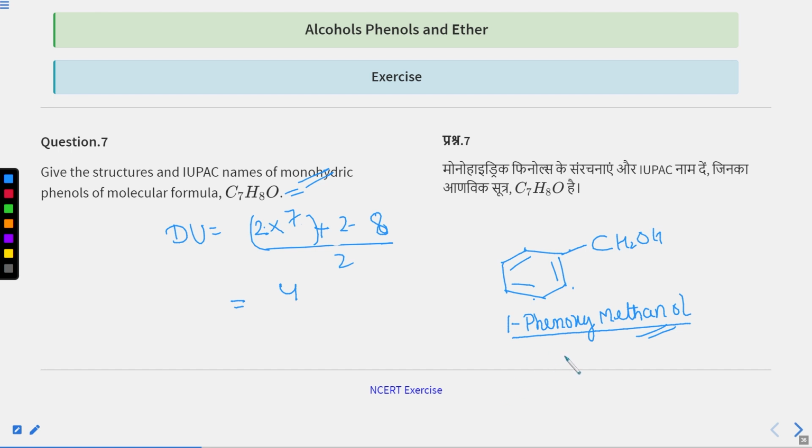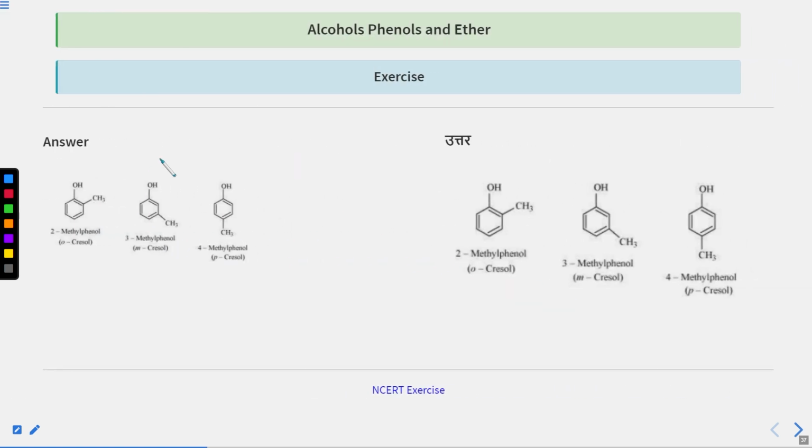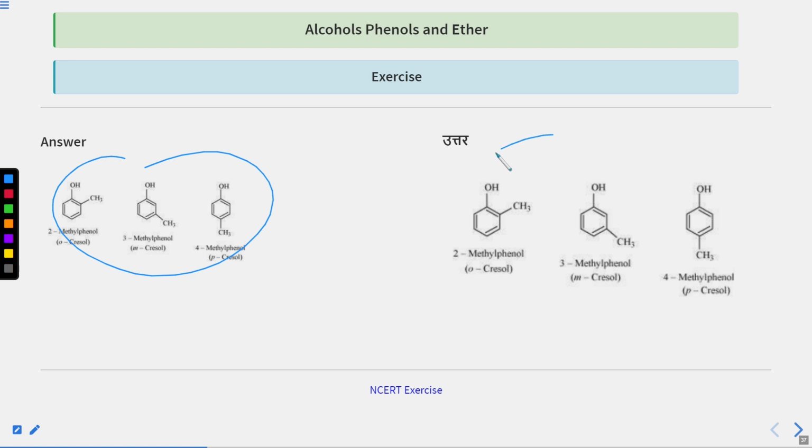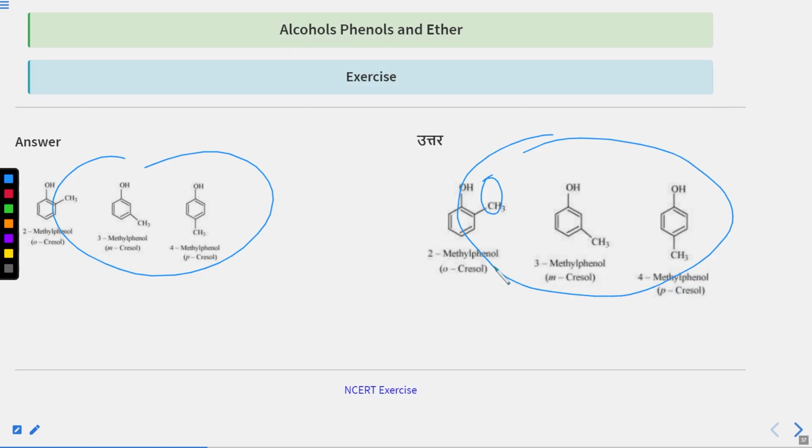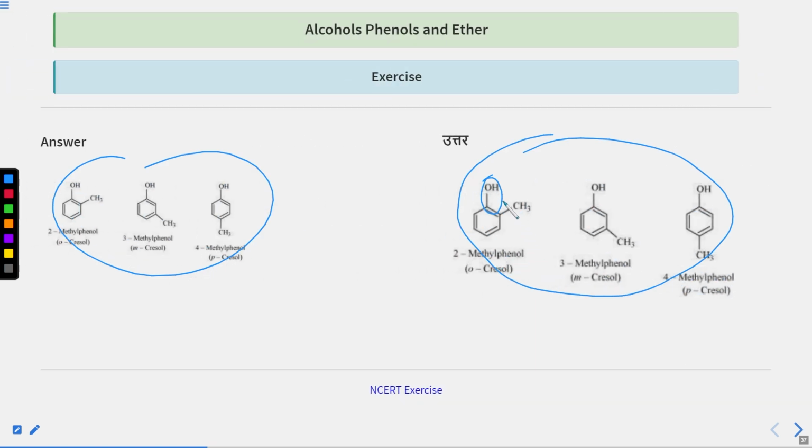So is this structure correct? Okay, one more thing we can do. It is written that we have to write the name of monohydric alcohol. This is not a monohydric alcohol. These are the monohydric alcohols. Monohydric alcohol means one alcohol group is present. So 2-methylphenol, 3-methylphenol, and 4-methylphenol.